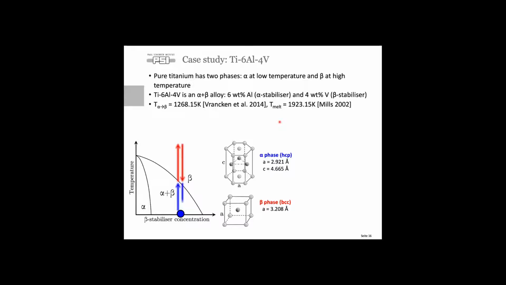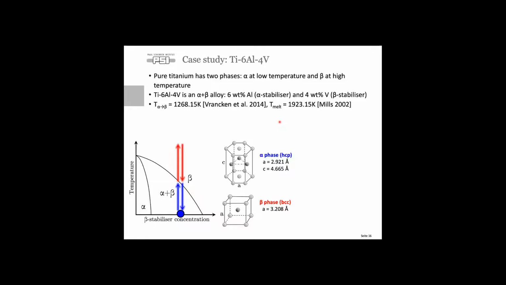And then when we cool down, we in principle can obtain the alpha and the beta phase simultaneously. So the alpha phase is an HCP phase. So in a diffraction pattern, we can very easily distinguish between those two phases. Now, if the cooling happens very fast, then we can actually suppress the formation of the beta phase.